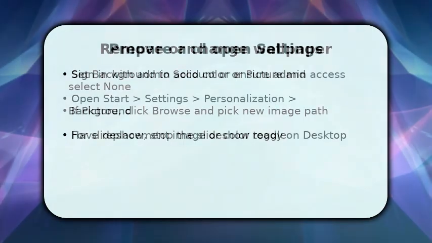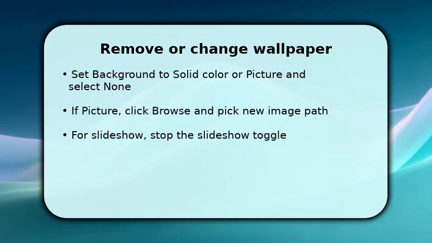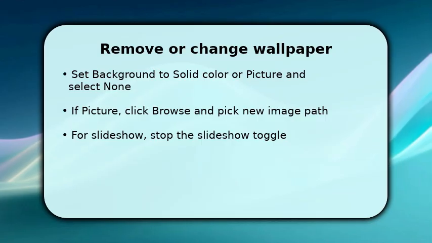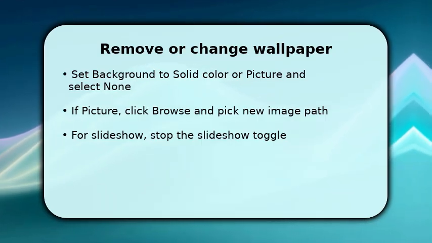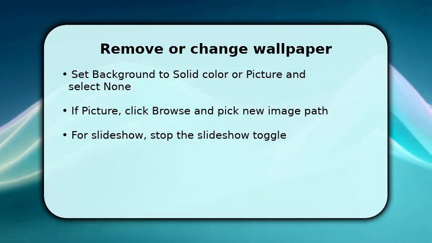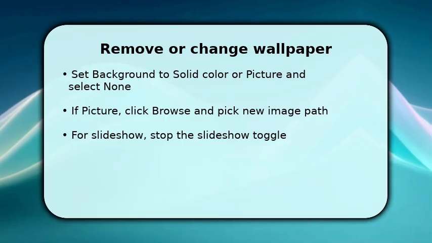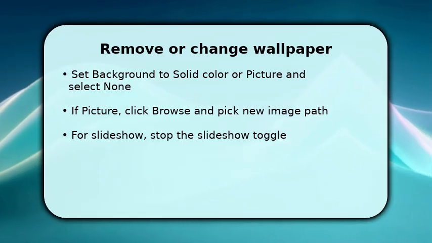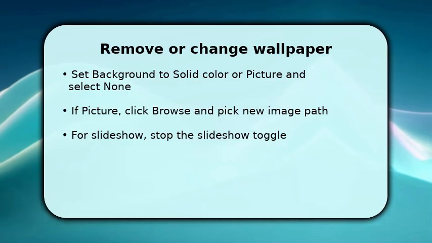From the background drop-down, switch to solid color to immediately remove any image, or choose picture and click Browse to point to a new file. Windows replaces the current wallpaper path. If a slideshow is active, toggle it off to stop automatic changes and clear cached images. Once you pick solid color or a new picture, the desktop updates instantly.